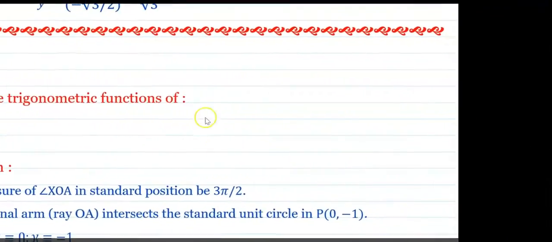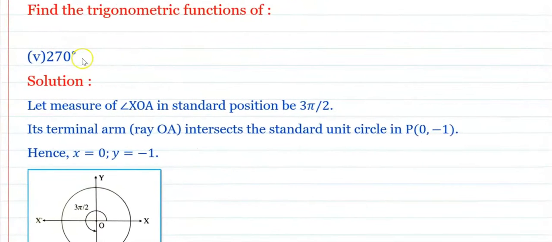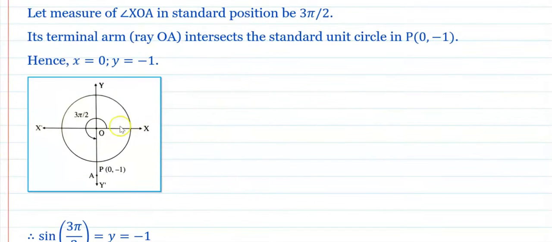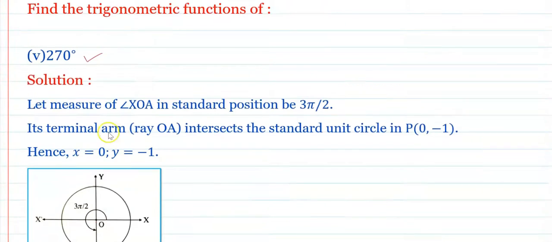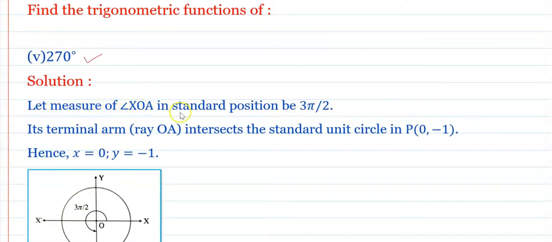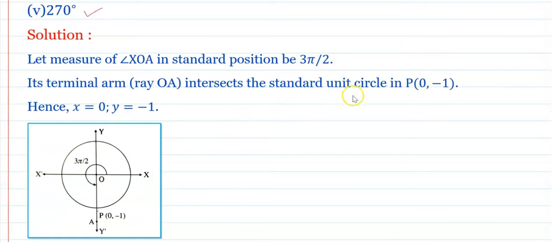Now the next, find the trigonometric functions of 270. Now where is this 270? It is on the negative y-axis. Let the measure of angle XOA in a standard position be 3 pi by 2. 270 means what? 3 pi by 2. The terminal arm ray OA intersects the standard unit circle in point P. Hence, on the y-axis, the x coordinate is 0. And what about y? y is minus 1. And hence we have x equal to 0 and y equal to minus 1.